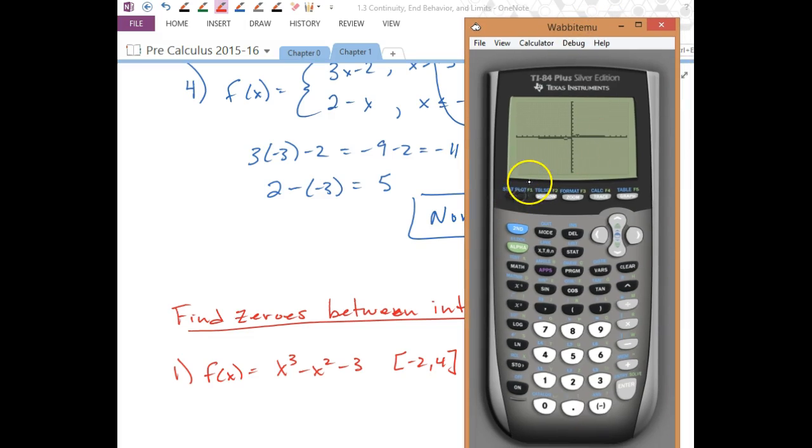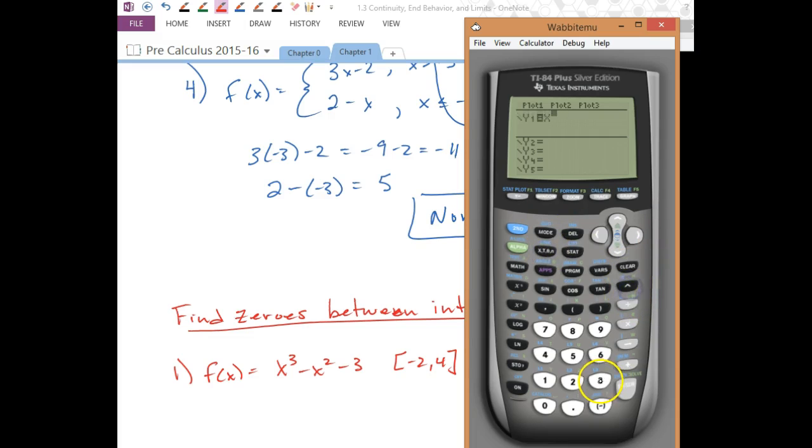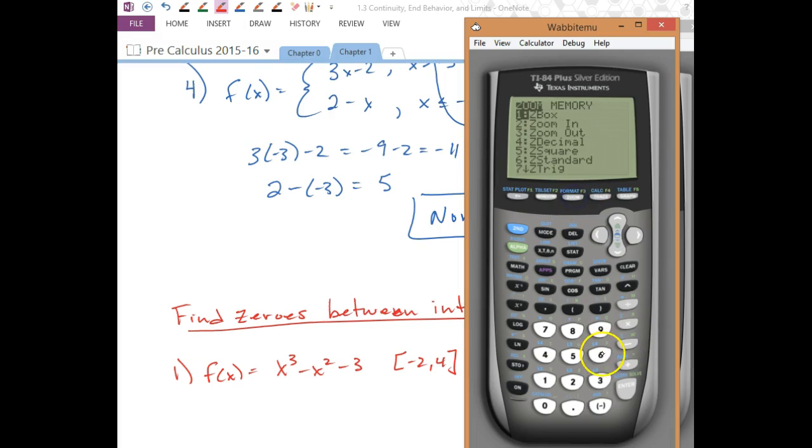All right, so I'm going to start by graphing it. So we're going to throw it into the y1. So we've got x to the third minus x squared minus 3. Okay, and remember when you're graphing for the first time, you don't know what the last person's window was, so always hit zoom 6 right away. Zoom 6, so we got a standard 10 by 10.